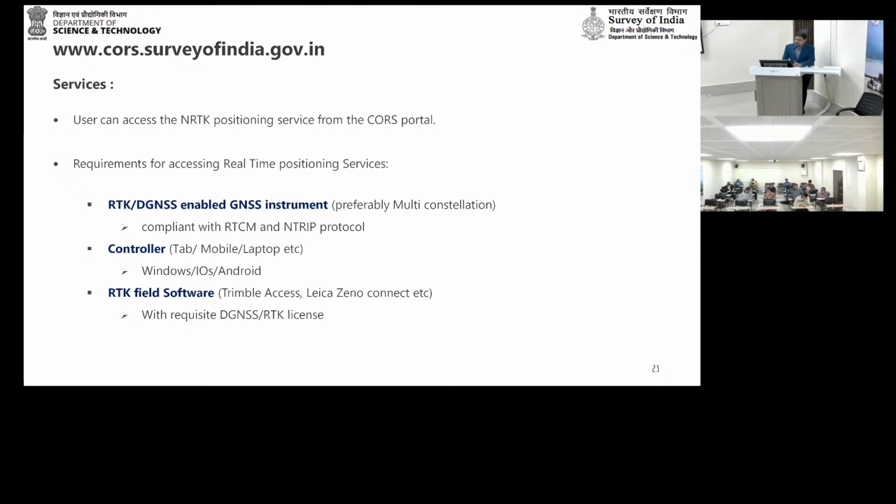Services: the user can access the RTK position service from the CORS portal. The following are the requirements for accessing the real-time position services. We should have an RTK or DGNSS enabled GNSS rover, which should be compliant with the RTCM NTRIP protocol. We should have a controller, in the form of a tab, mobile or laptop, that runs Windows, iOS or Android, and RTK field software. This software will be used to get the location of any point. The software can be from Trimble or Leica, like Trimble Access or Leica Zeno Connect, and it should have a valid license also.